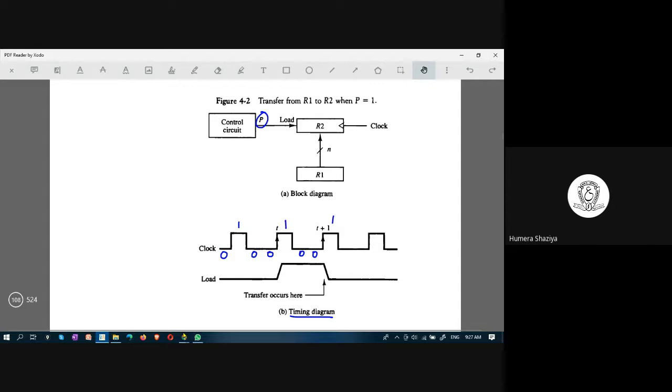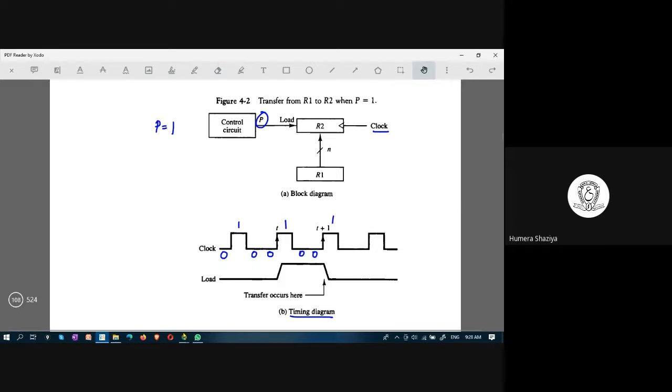Here there is a clock. This clock is tied to this register. When this is true and this is true, then what are you doing? You are transferring the contents from R1 into R2. What is this n bits? You are transferring n bits from R1 into R2. When are you transferring? When there is a condition which is satisfied, equal to 1, and also there is a 1 at the clock side.